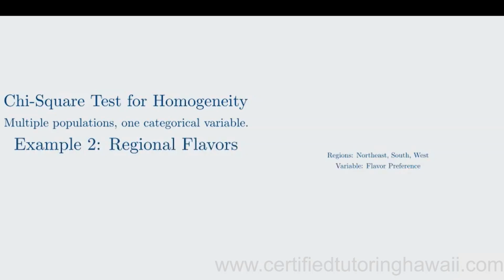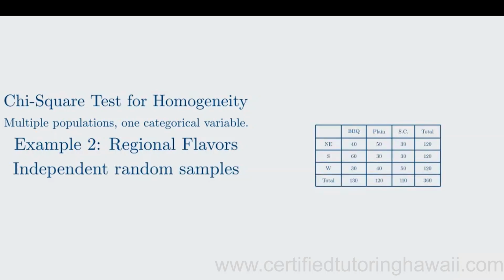A snack company wants to know if the preference for potato chip flavors is the same in 3 different regions of the country: Northeast, South, and West. Independent random samples were taken from each region. Here is the data table showing the counts for barbecue, plain, and sour cream flavors across the 3 regions.